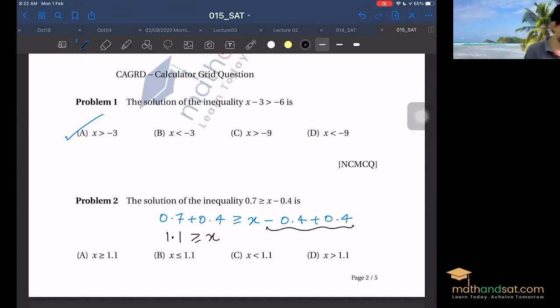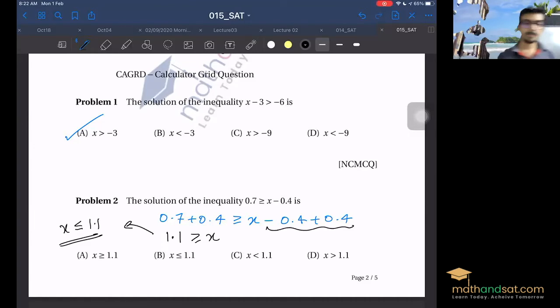So that is as good as writing x is less than or equal to 1.1. So this is our answer.